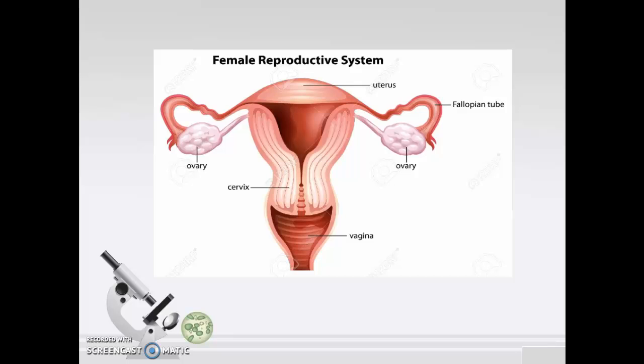It's a very, very powerful organ, and the baby receives all nutrition here. The baby develops for 9 months in the uterus only. That's why it's also known as the womb.